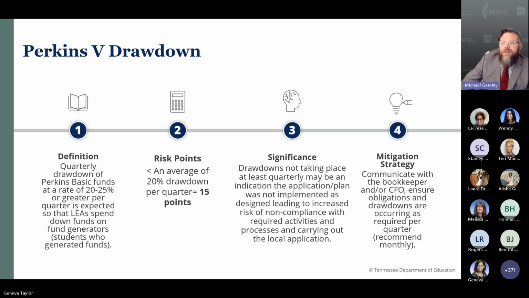Drawdowns not taking place at least quarterly are going to be an indication again that maybe the application or plan was not implemented as it was designed, and that increases the risk. So communicating with the bookkeeper or CFO, ensuring obligations and drawdowns are occurring as required per quarter, is going to be important. I know some folks tell me, well, my bookkeeper only draws down maybe once per quarter or whatever it is. Having these conversations with them and ensuring that they understand that that increases risk of noncompliance in different areas is important, and we do recommend that drawdowns happen monthly.